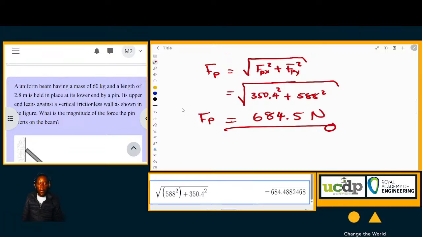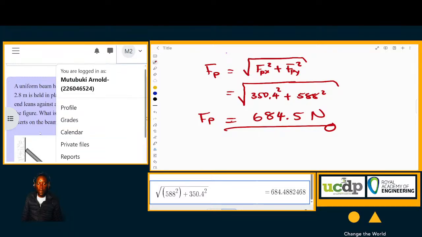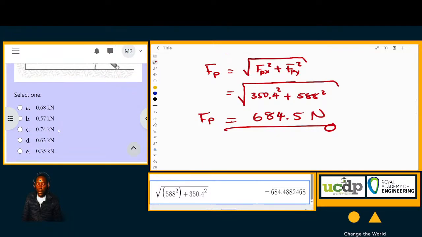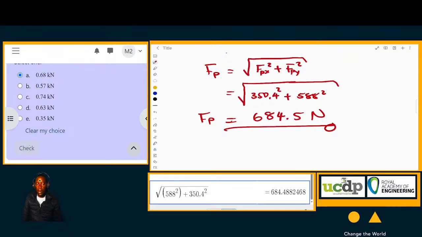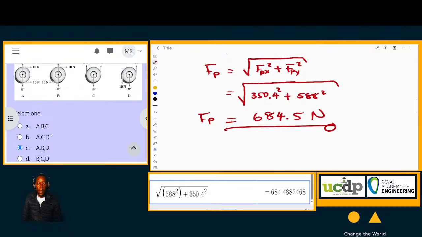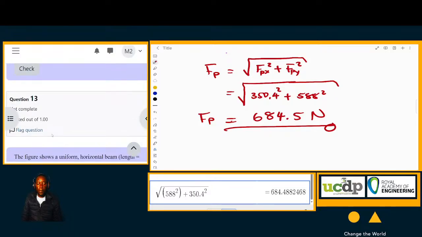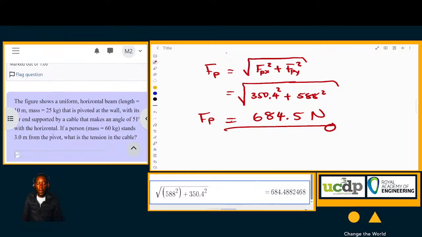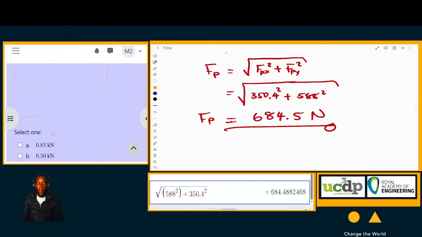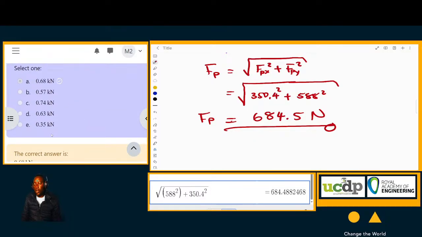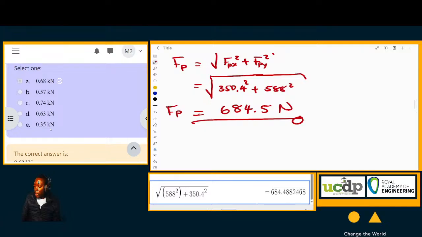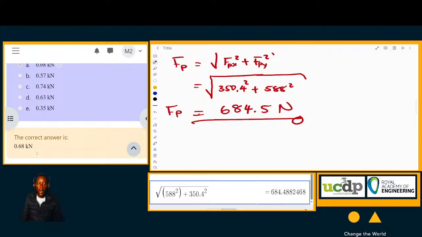Okay, I hope we did everything right. If we did everything right, then we should have that within the possible answers. 0.68 kilonewtons, so that's the closest. So 0.68 kilonewtons, that's fine. That's 684 newtons or 0.684 kilonewtons, 0.68 to 2 significant figures.